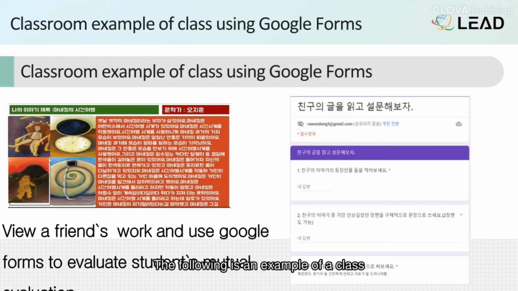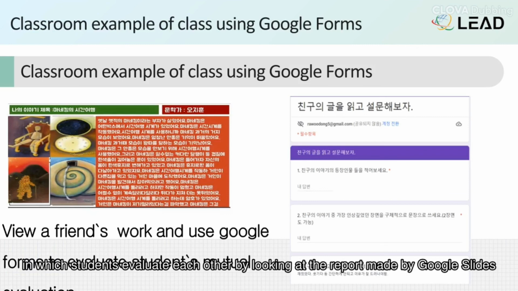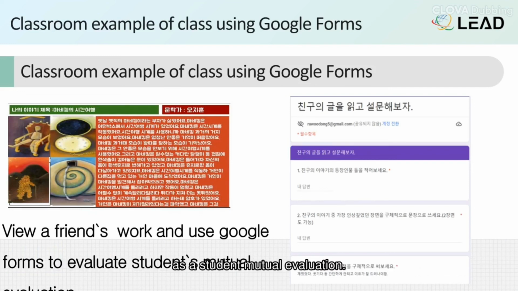The following is an example of a class in which students evaluate each other by looking at the report made by Google Slides as a student mutual evaluation. Teachers can make student mutual assessment questions with Google Forms in advance. Students use it to evaluate other friends in Google surveys while looking at other friends' works.